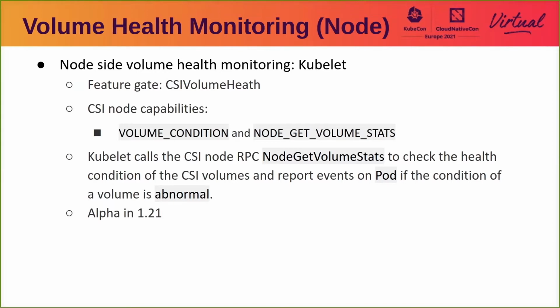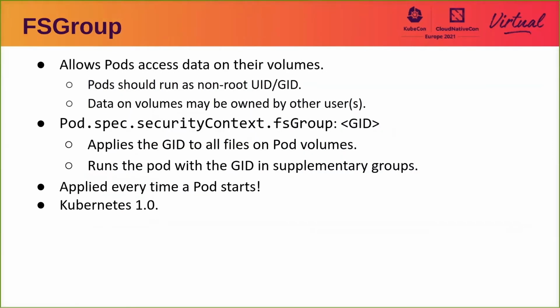Now I'm handing over to Yang to talk about FSGroup. Thanks, Xing. FSGroup is a way how Kubernetes allows pods to access data on their volumes. For example, if a new ext4 volume is provisioned for a pod, then by default only root can write to it. And this is not useful because we prefer pods running as unprivileged users.